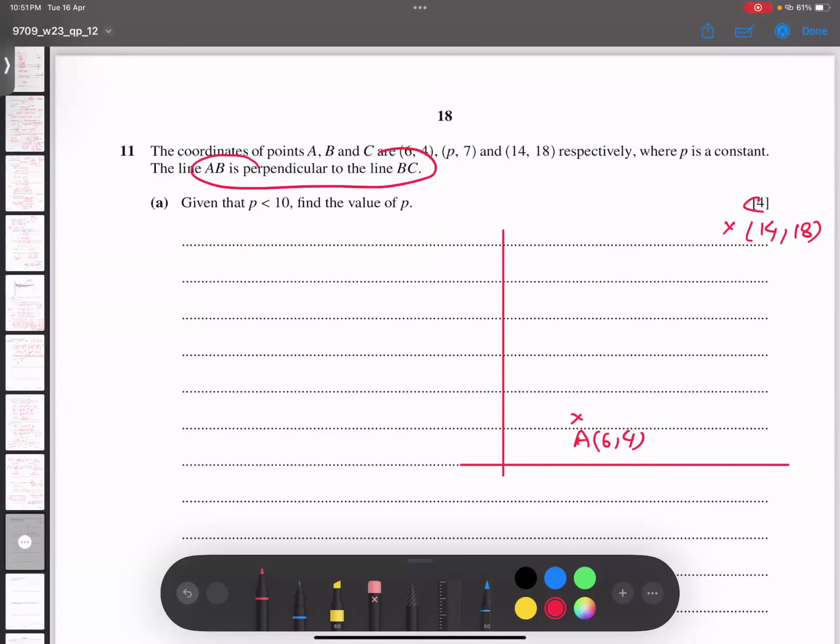AB and BC are perpendicular. So B is where we will try to get it. According to the condition, if A is here, B is here, and C is here, this is a 90-degree angle. How do I know? It is mentioned that AB is perpendicular to BC. So, okay, this is the situation.